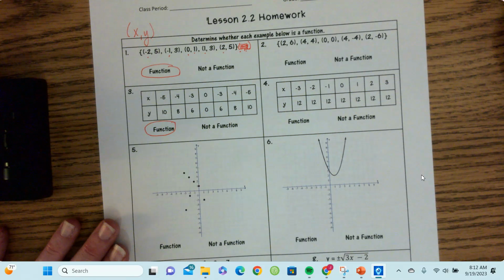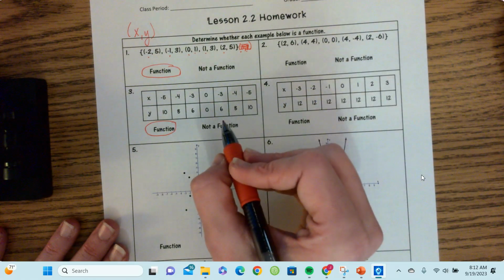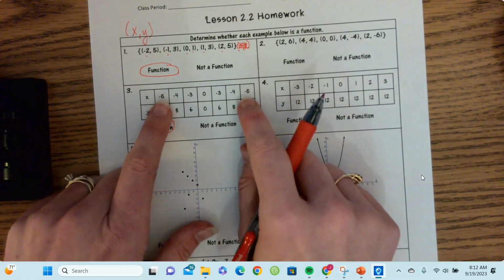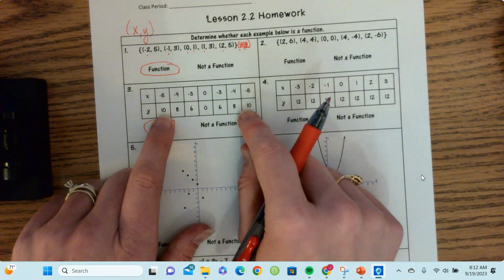What's the y that can't change? X can't change or y? If you have an x that repeats, like this, -5 and -5, it has to be paired up with the same y.